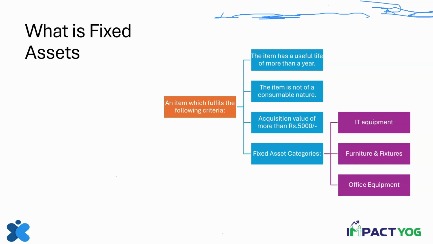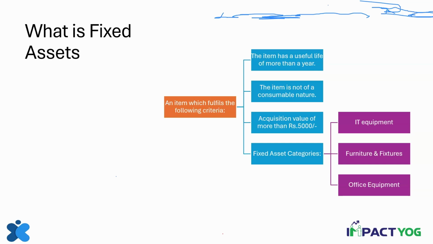What is a fixed asset? Any asset which has a life of more than 1 year. That's how the legal definition is. Anything which is worth more than 5,000 rupees and is not consumable. So what are the fixed assets? Normally, the categories of fixed assets are IT equipment, furniture, fixtures, office equipment, any land that you might buy, and any building. They are all fixed assets. I didn't mention that because generally we do not have lands and buildings. We do have lands and buildings, and that is also part of fixed assets.